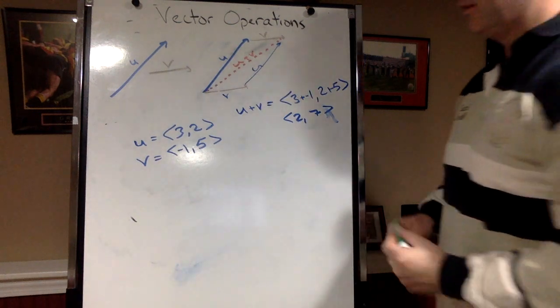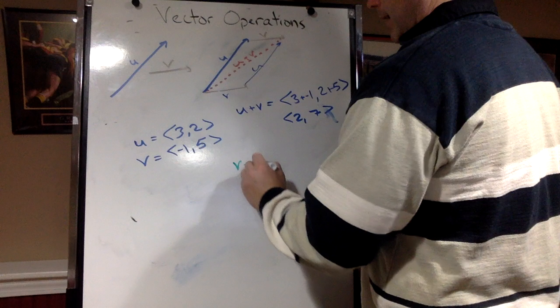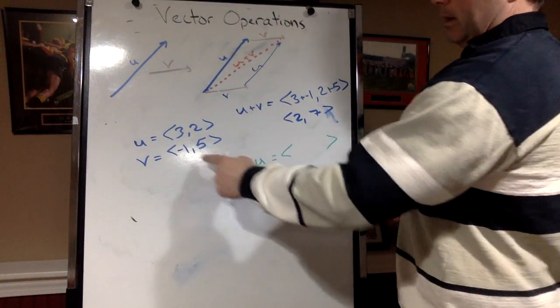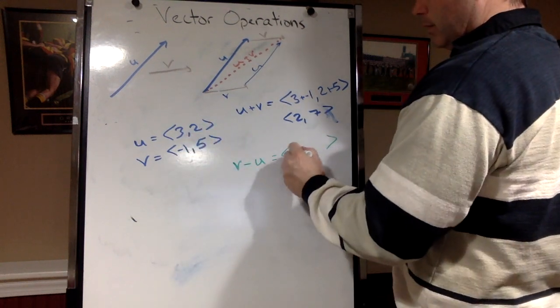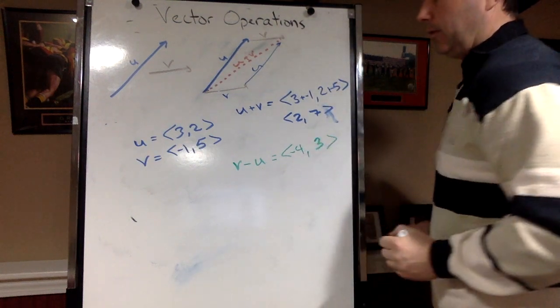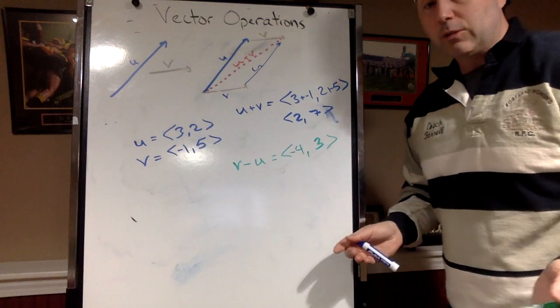Okay. What about if I wanted to do v minus u? We could do that. v minus u would be negative 1 minus 3, which is negative 4. 5 minus 2, which is 3. That's it. Adding, subtracting. X's go with x's, y's go with y's.